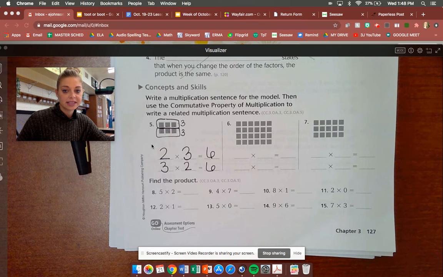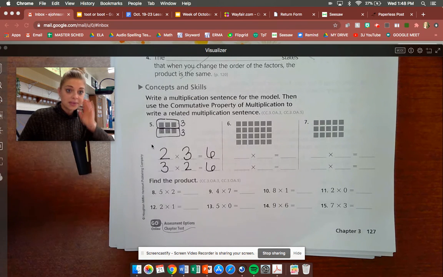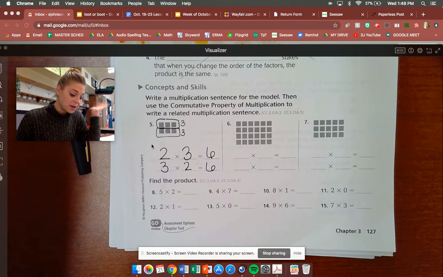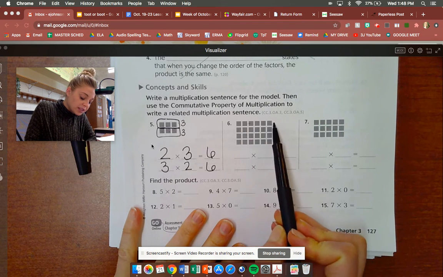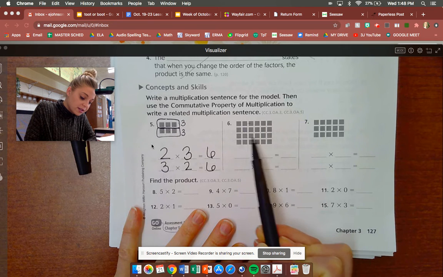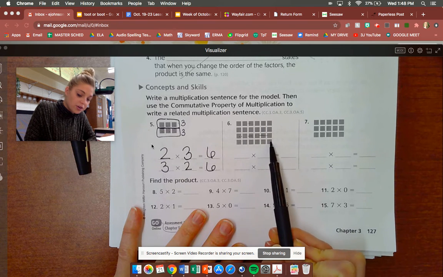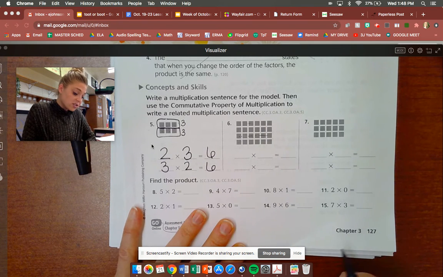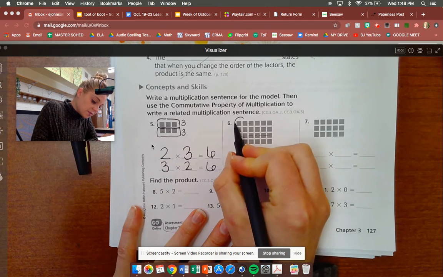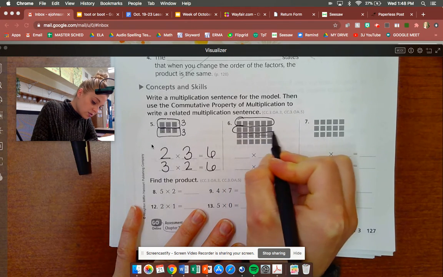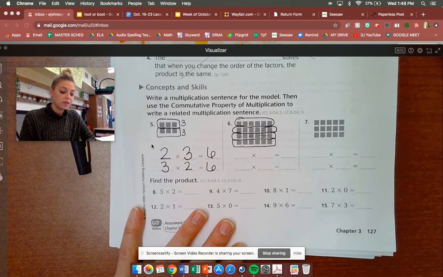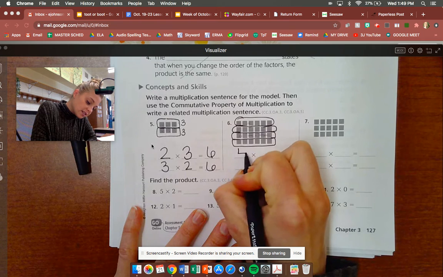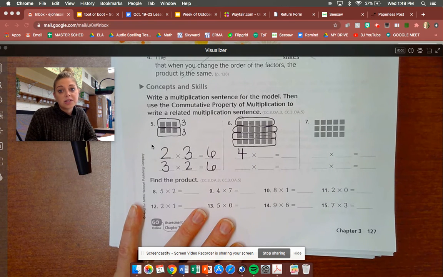Okay, number 6. We have to find out how many groups. Now, some of you will be able to count how many groups without having to actually circle every group, right? You can just see that this is one row, that's one group, 2 groups, 3 groups, and 4 groups. But if you are somebody that likes to circle the groups like me, then you can. 1, 2, 3, 4. So I have 4 groups. That number always comes first in a multiplication sentence. The number of groups always comes first.